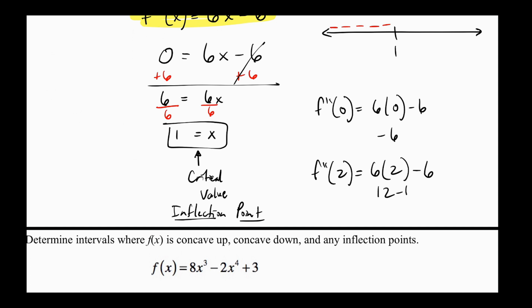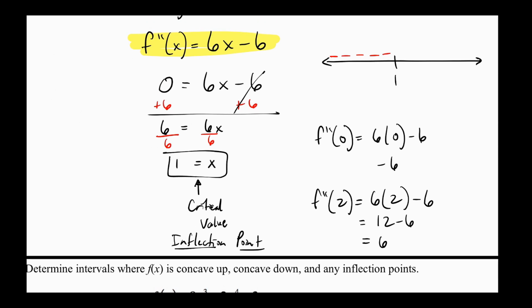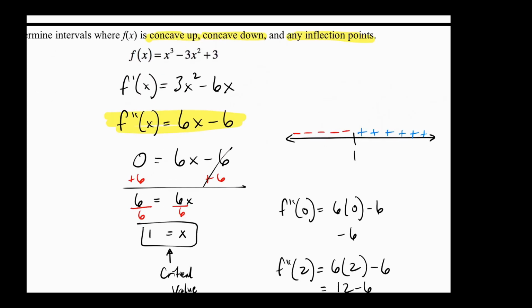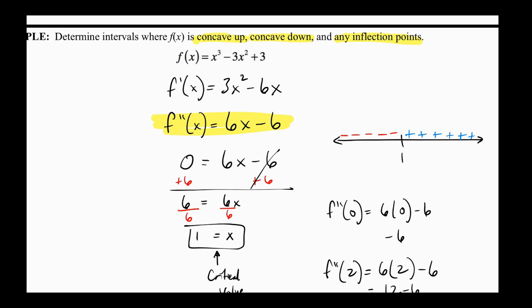Two. 2 is going to give me a positive 6, a positive number. Everywhere there, it's going to be positive. Everywhere after 1, it's going to be positive. So that means after 1, it changes to concave up. Before 1, it's spilling water. After 1, it's holding water. So it's going to kind of look like this. And then at 1, it changes.